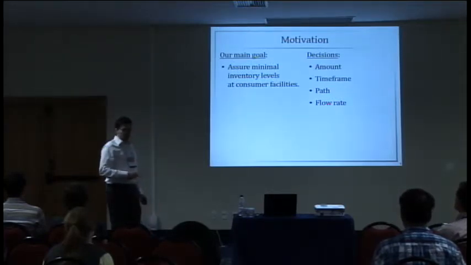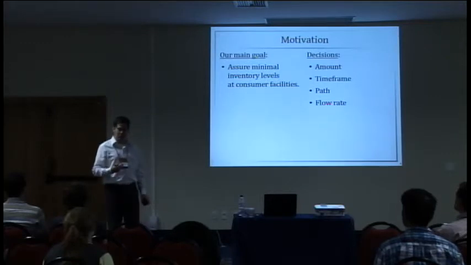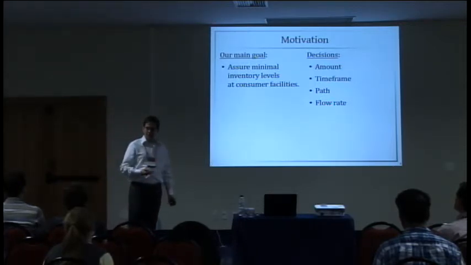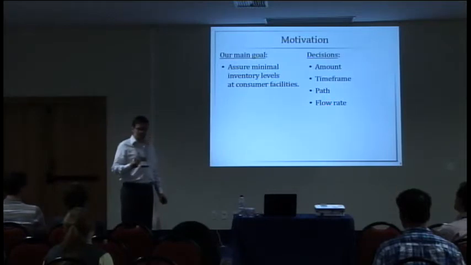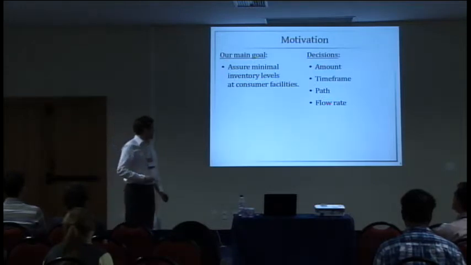There's also the path. You saw there were multiple options of pipelines. You have to choose those ones that are not yet being used by another commodity. And there's the flow rate. There are pipelines going uphill, downhill, and different conditions. There is viscosity of the commodities. So each transportation has its own conditions.